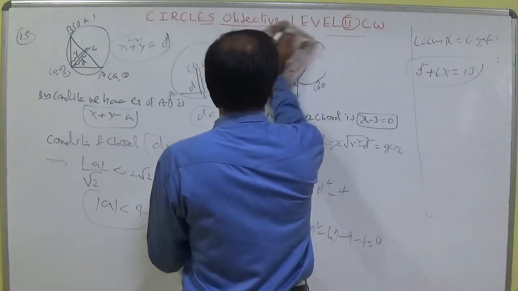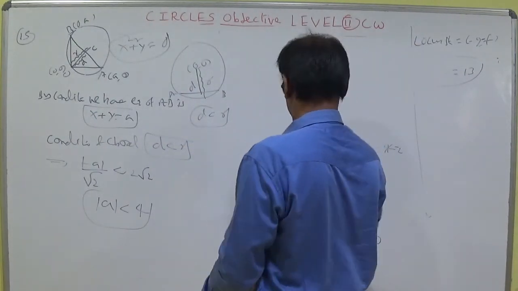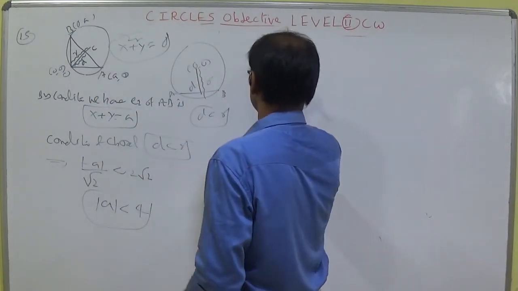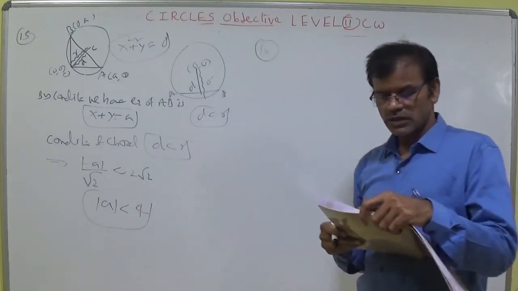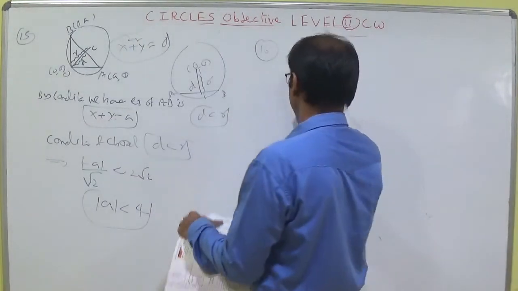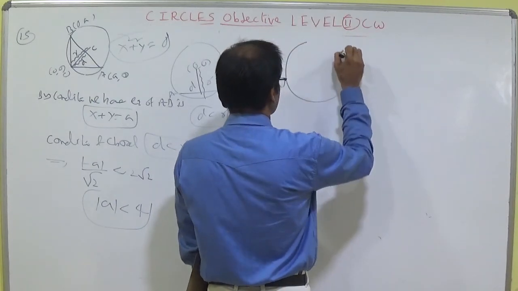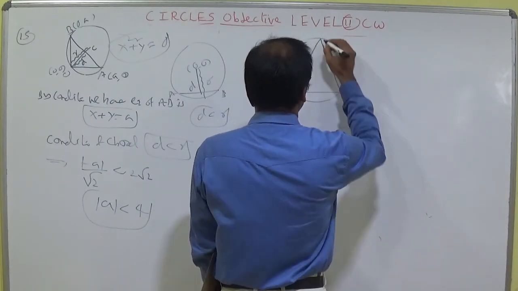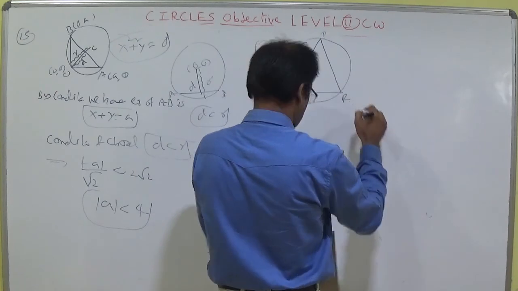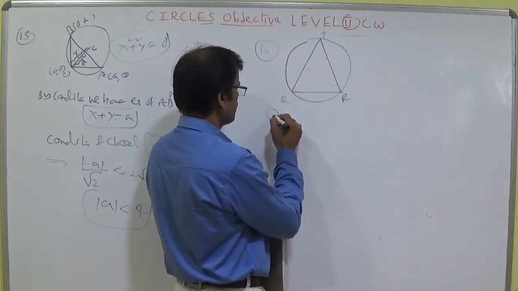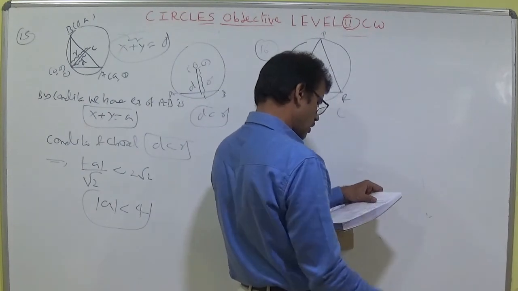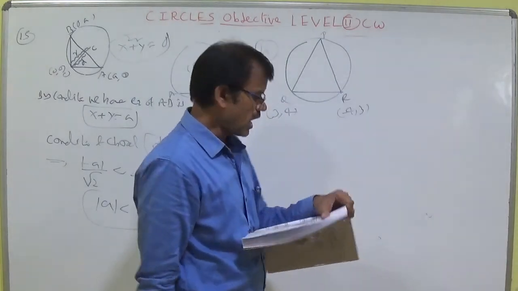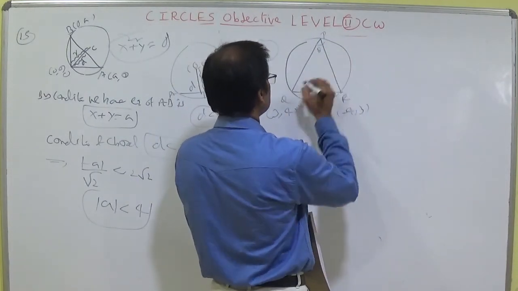Now let us discuss the 16th question. The sixteenth one: the triangle PQR is inscribed in the circle x square plus y square equal to 25. Draw the circle and diagram like this. The triangle PQR, put PQR here. Q is given as 3, 4, and R is minus 4, 3. Then he is asking for the angle QPR, the angle theta like this.